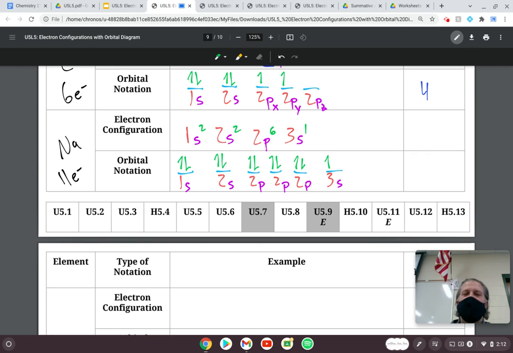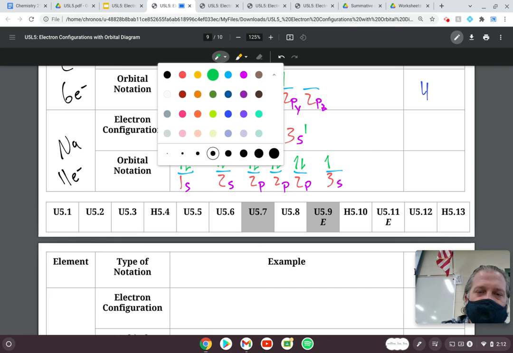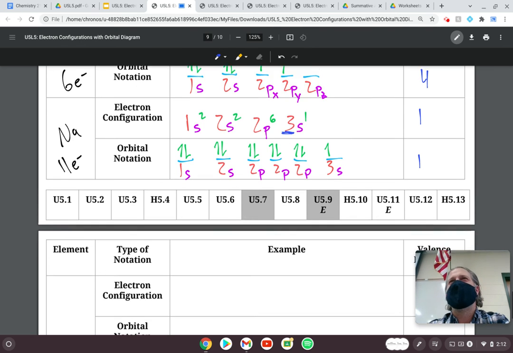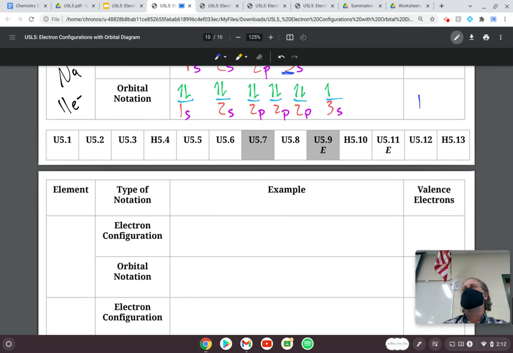Now, valence electrons here. Biggest energy level? Nope. Isn't it? The biggest energy level is the 3rd one. Oh. So it has 1 valence electron. You thought I was wrong. All right. Woo! All right, here we go.